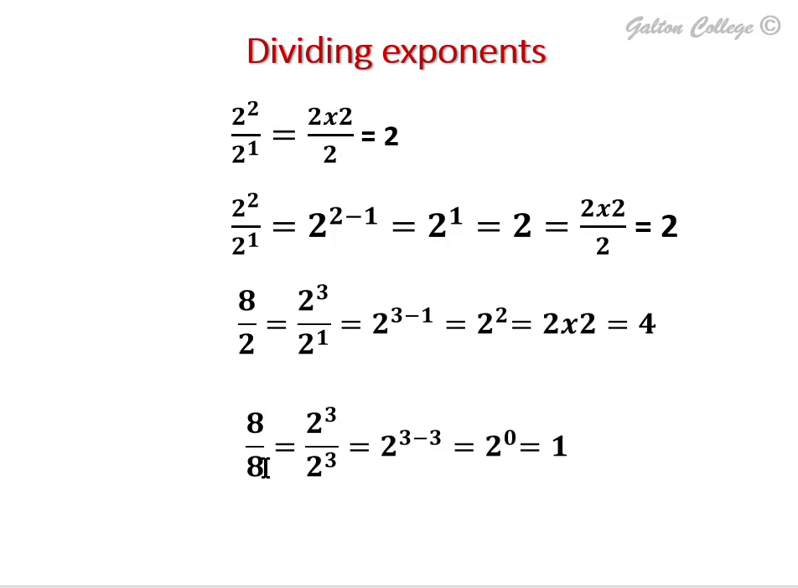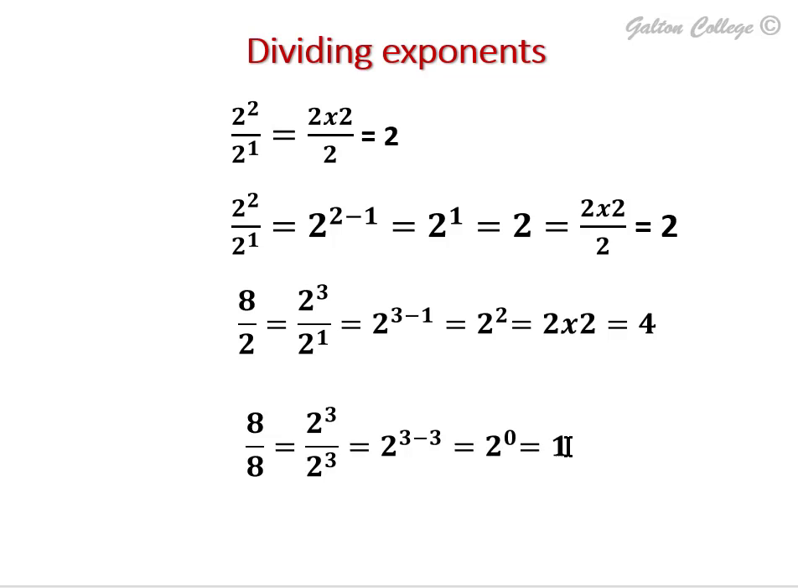8 divided by 8. Well, we can write that as 2 to the power of 3 divided by 2 to the power of 3. In other words, 2 to the power of 3 minus 3. Take away 3, because we're dividing, so we take it away. Well, 3 minus 3 is 0, so 2 to the power of 0. That must equal 1, because 8 divided by 8 is 1. So 2 to the power of 0 is equal to 1.